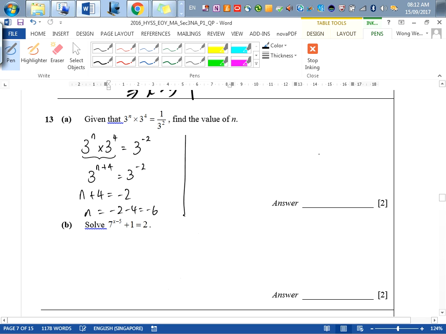What other methods do you have? Some of you immediately want to evaluate this. Then you want to evaluate this, right? What do I mean by evaluating? That means you do this. 3 to the power n times, what's 3 to the power 4? 81, is it?